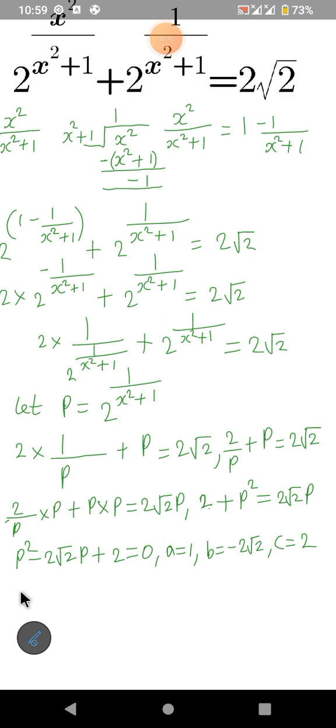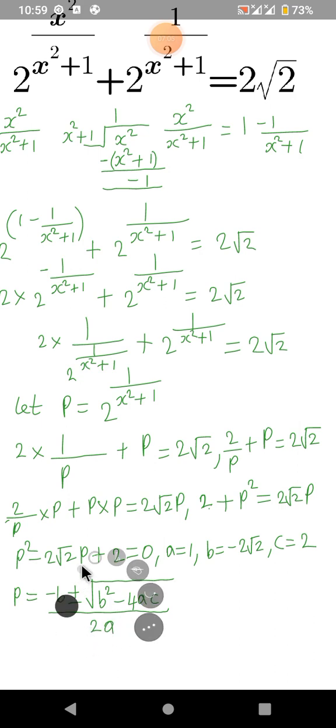So now let me write my quadratic formula. My quadratic formula can be written as P equals minus B plus or minus the square root of B squared minus 4AC, all over 2A. So this is my quadratic formula. So then we'll continue.